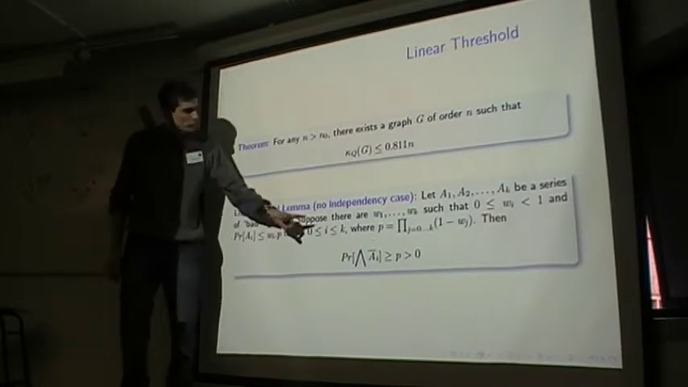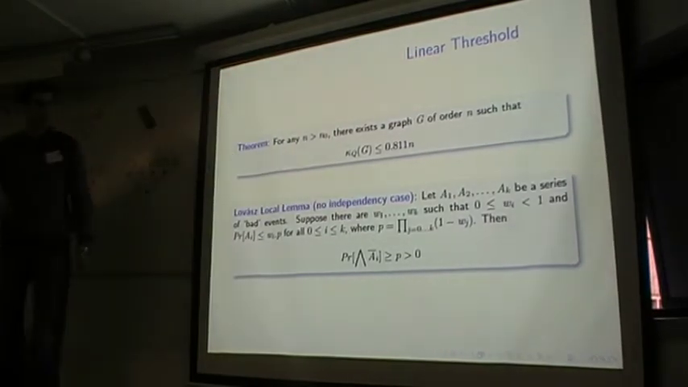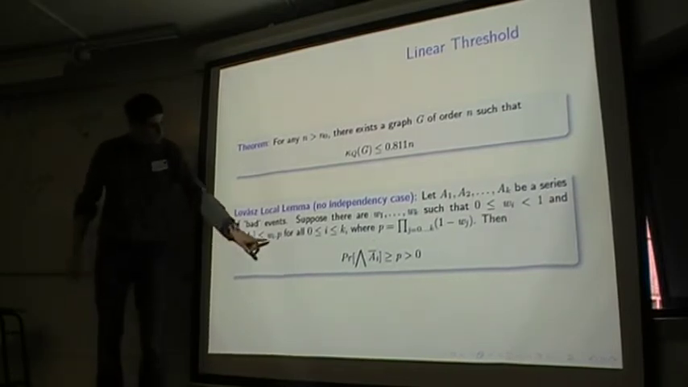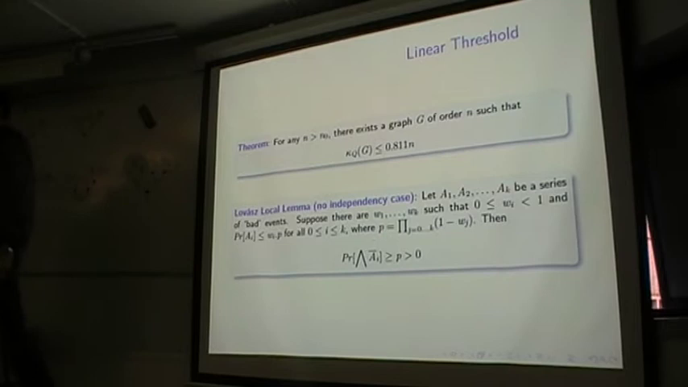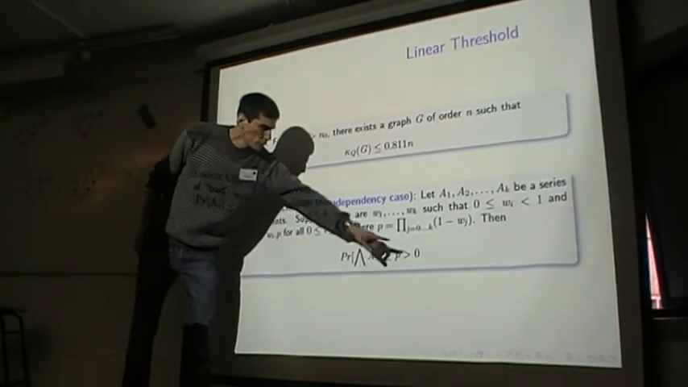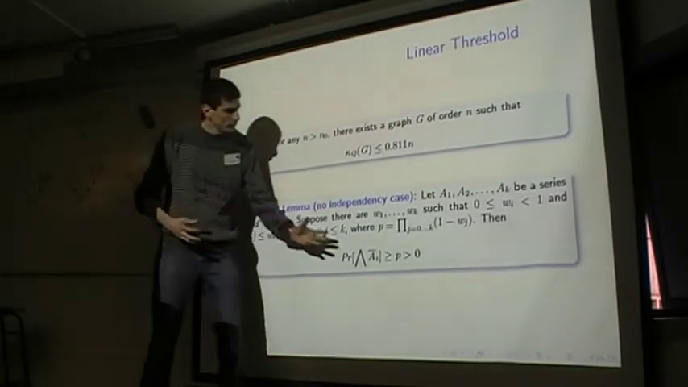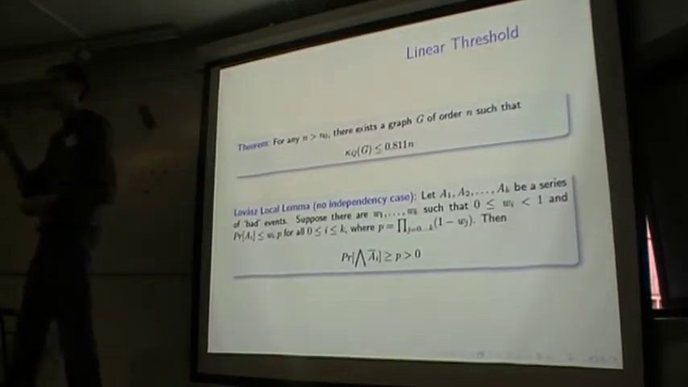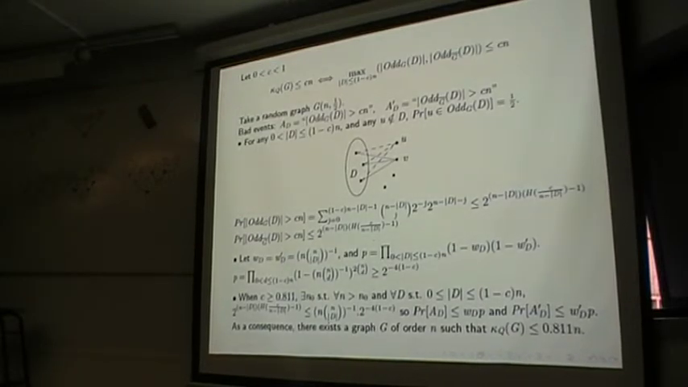Now suppose that we are able to give a weight to each of these events, W1 to WK, such that the probability of the event Ai is upper bounded by Wi times P, where P is this product. And if this is the case, then the probability that none of the events occur is greater than P, which is non-negative. So in the case of graphs, if the probability is larger than 0, it means that there exists at least one graph which satisfies this property. There is at least one graph which has no bad events. So it's a powerful tool, and here we are applying this Lovász Local Lemma to prove the existence of graphs.